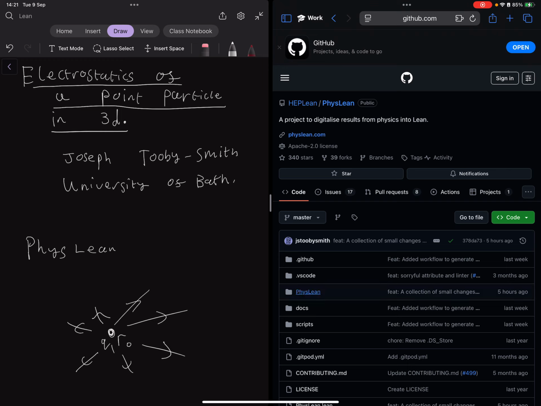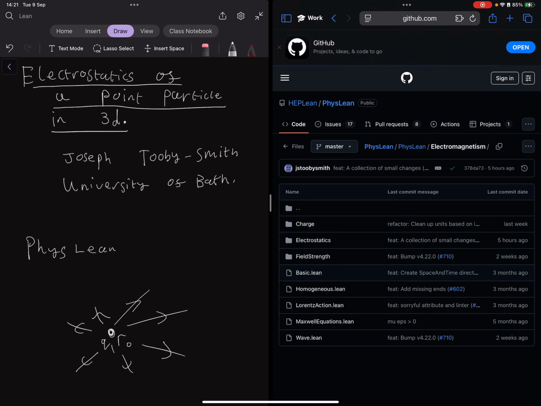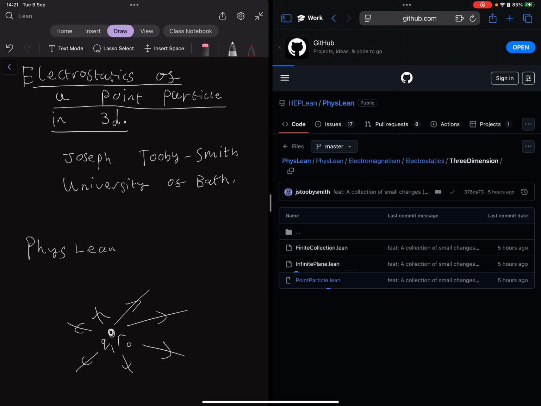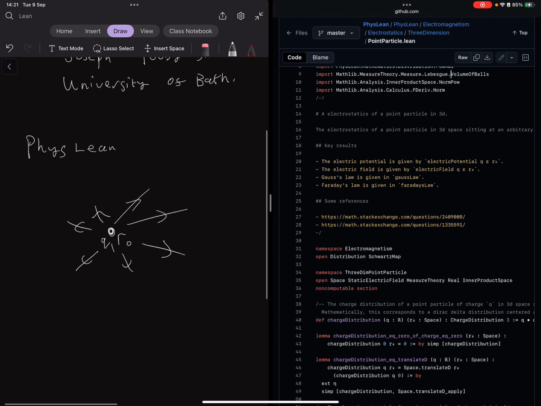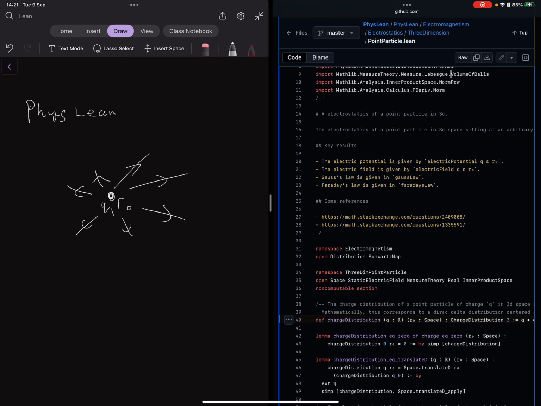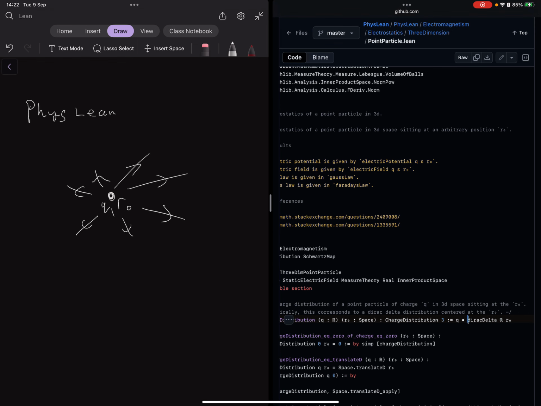So within PhysLean, over on the right hand side of my screen, this is within this PhysLean file, and it is in electromagnetism, naturally, electrostatics, 3 dimensions, and point particle. So the first thing that we define in PhysLean is the charge distribution of that particle. So this is this definition here, and we scroll over to the right, and we see that the charge distribution is just the Dirac delta function.